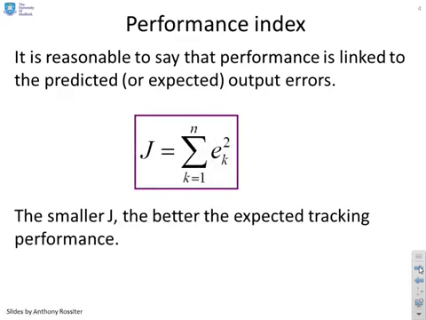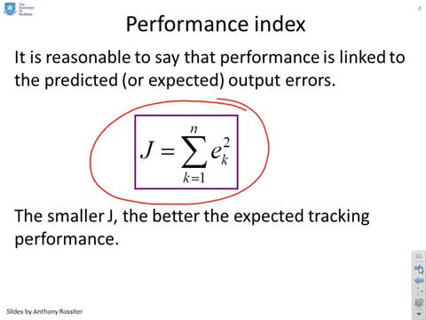A typical and logical performance index then would be something like this. J equals the sum from 1 to n of e_k squared. Because if I minimize J, this implies that e_k is small for all values of k. So the smaller J is, the better the expected tracking performance, and that makes common sense and everybody's quite happy with that, and we're using quadratics of the error, which again makes good engineering sense.